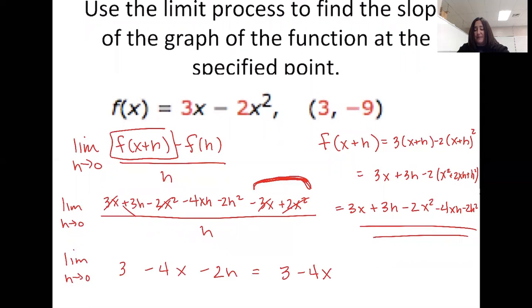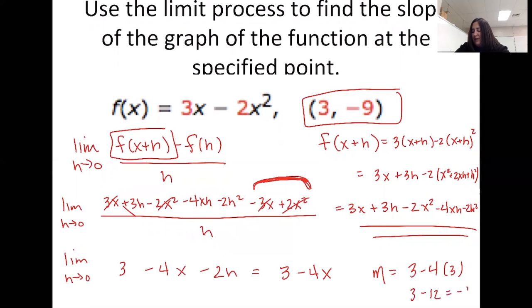Now, if I want the specific point that is given, I just need to plug in my x value. So my slope would be 3 minus 4 times 3, which is 3 minus 12, which would give me a negative 9. And so again, that is my derivative or my slope at the value of 3.